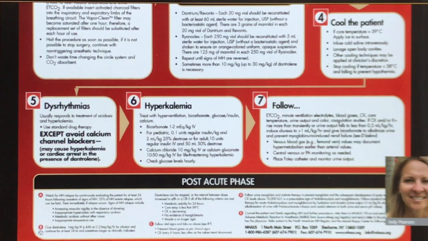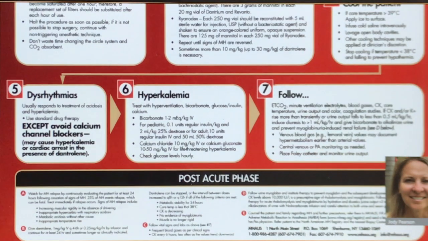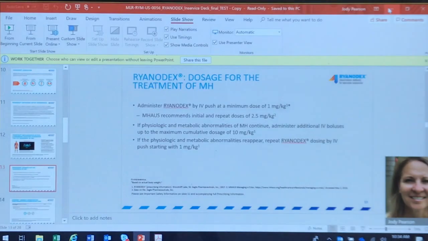In the ICU, the patients will need to get, according to letter B here, bottom left corner, 1 milligram per kilogram IV every 4 to 6 hours of dantrolene, or a continuous infusion for up to 24 hours. Okay, going back to the presentation here.